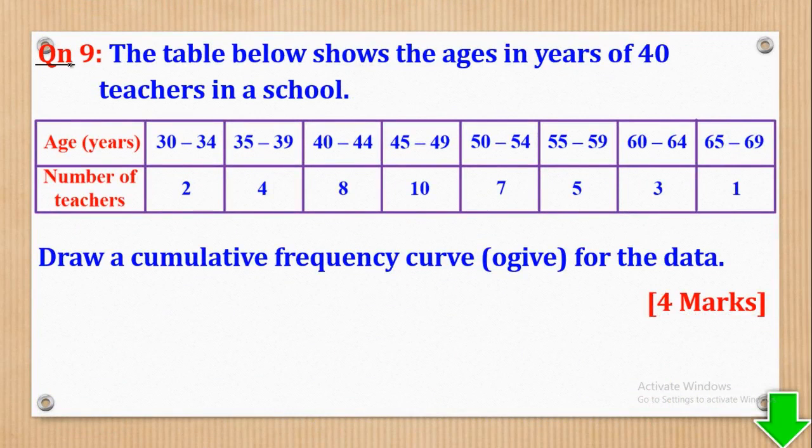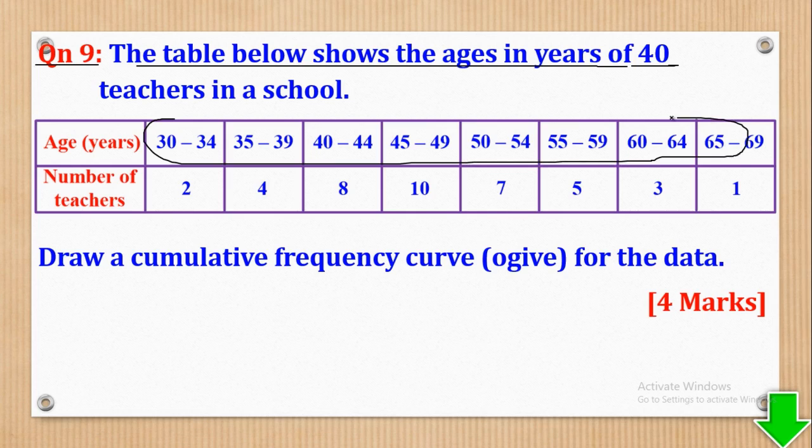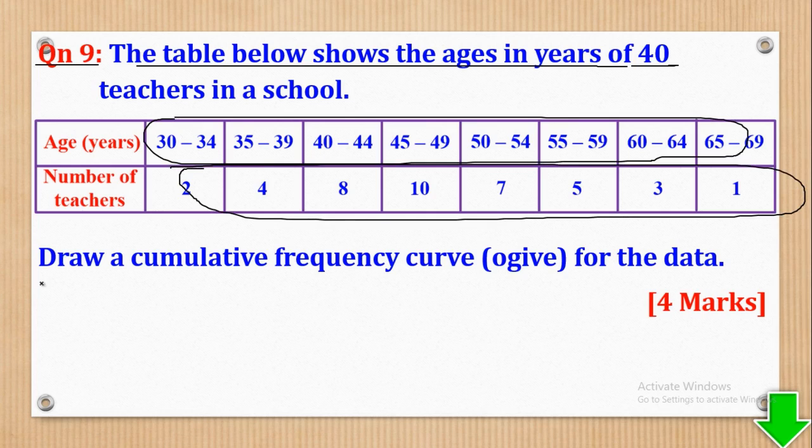Now we shall go to question 9. Question 9 says the table below shows the ages in years of 40 teachers in a school. These are the ages which I've grouped in classes, and these are the number of teachers per age group. They want us to draw a cumulative frequency curve or ogive for the data.